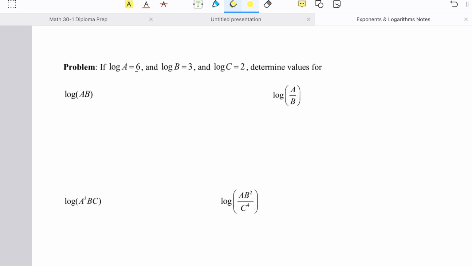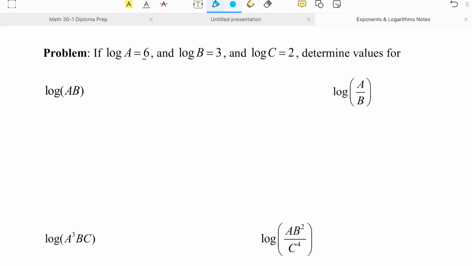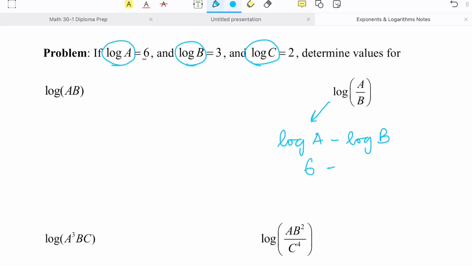Okay, they have given the values of log a, b, c, and there are questions given to you. This one will just be log a minus log b. So log a is 6 minus log b is 3, which gives you 3.